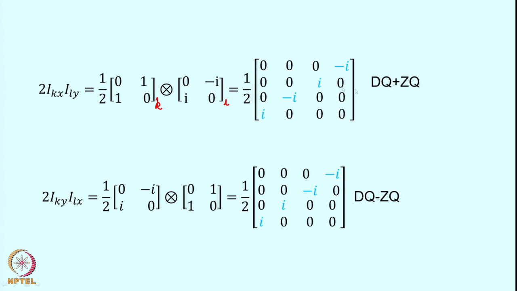If this were to represent DQ plus ZQ, then this one, where one of the elements is changed to a minus sign, we call DQ minus ZQ. So double quantum minus 0 quantum coherence for this element. So 2KYLX represents DQ minus ZQ. Both of them are of course combinations of double quantum and 0 quantum coherences, but they have different signs, and therefore in this case I have DQ plus ZQ, and here I will have DQ minus ZQ.